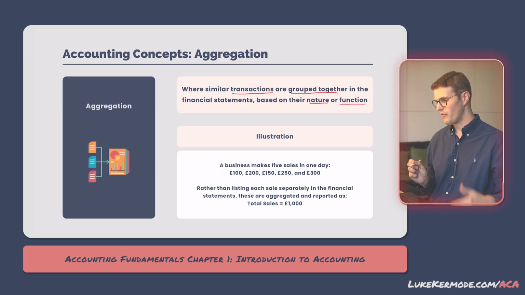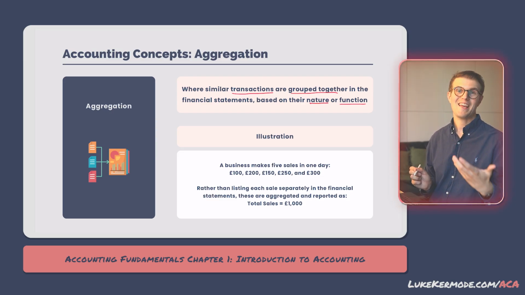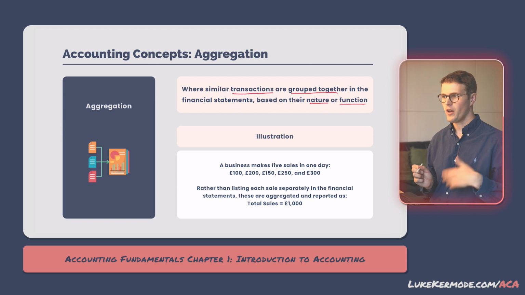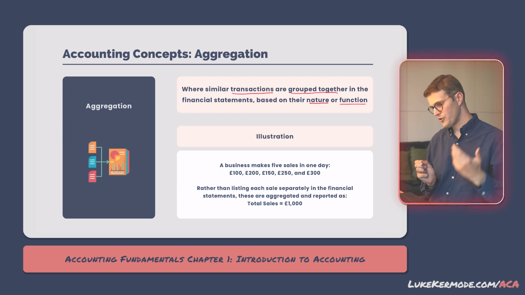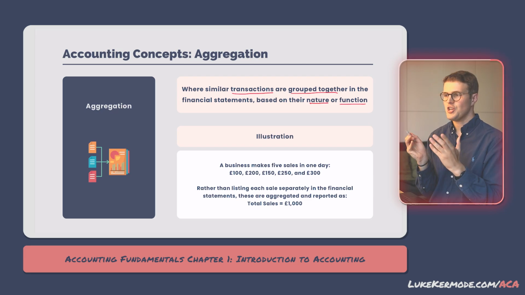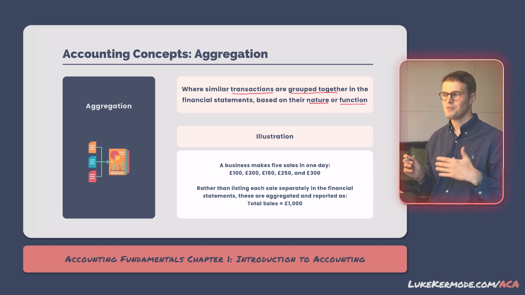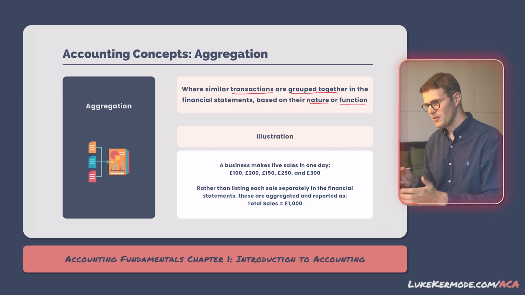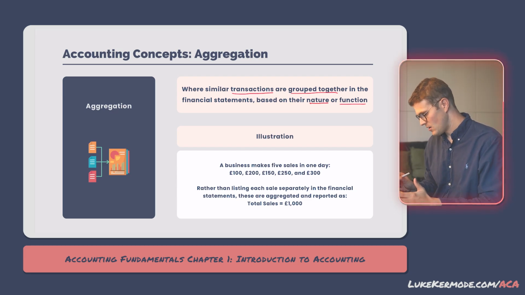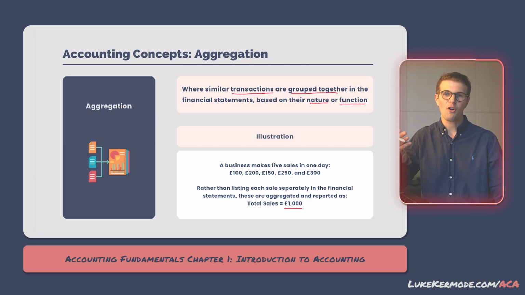Here's a simple example of how aggregation works. Imagine a business makes 5 separate sales in one day. One for £100, another for £200, another for £150, £250 and £300. Rather than listing each individual sale separately in the financial statements, these amounts are aggregated or added together and reported as a single figure, which is total sales for the day of £1,000. This approach helps keep the financial statements clear and easy to follow.